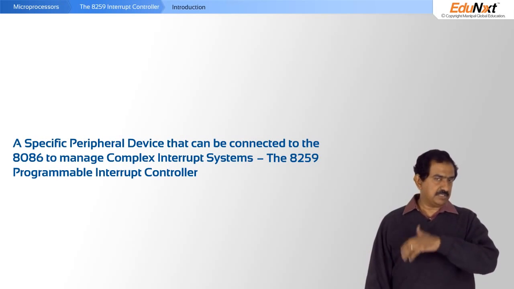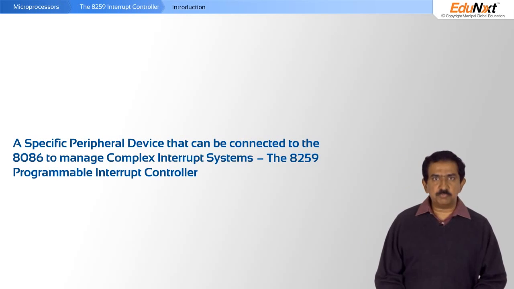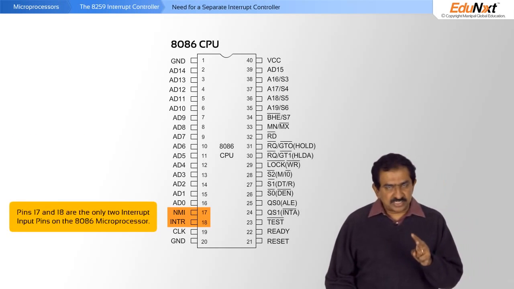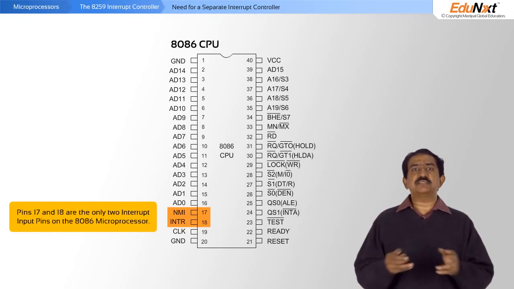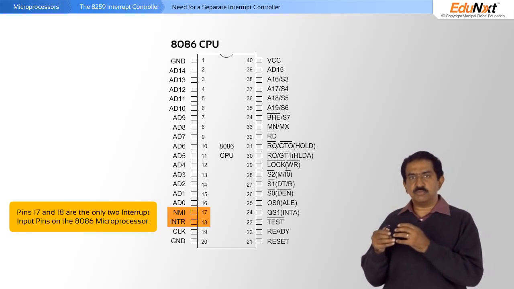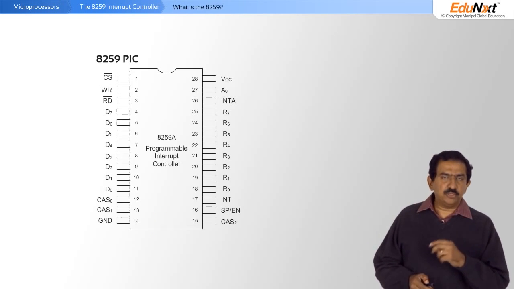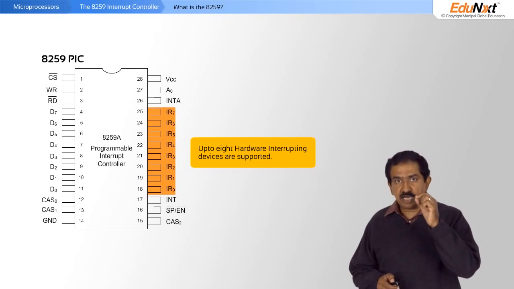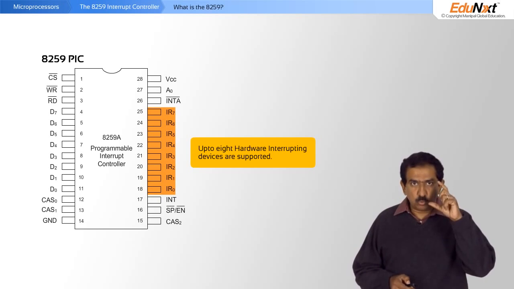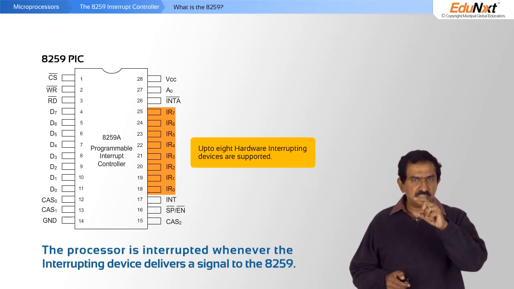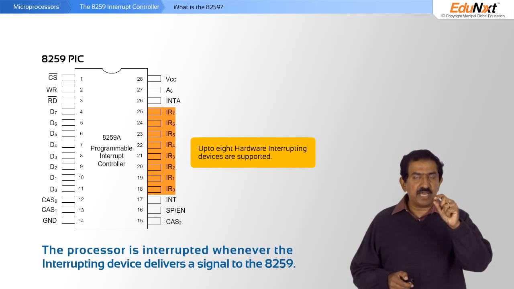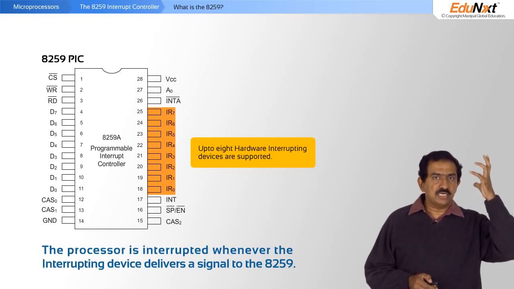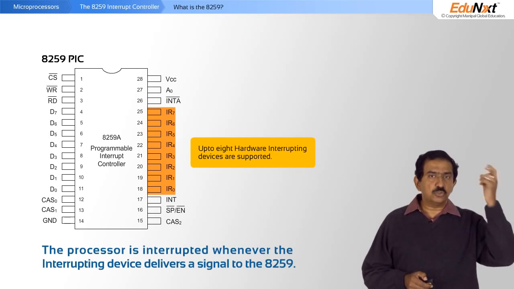Right, so it controls interrupts and the 8259 itself can be programmed. Remember, there are only two interrupt lines for the 8086 and you cannot make a complex system with just two interrupt lines. You need something more. The 8259 PIC gives you that option. It can support 8 hardware interrupting devices on one chip, and whenever an interrupting device delivers a signal to the 8259, it will interrupt the processor and deliver the correct interrupt service routine vector address to the processor.